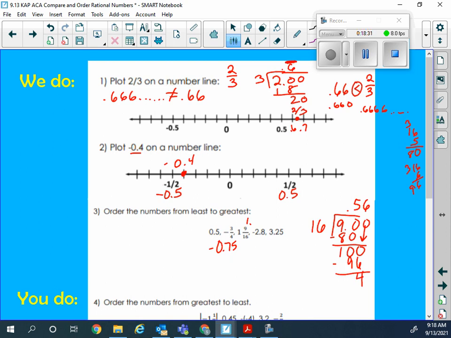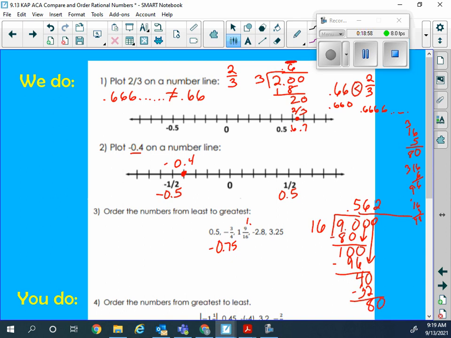Which is 4. Bring down another 0. I know that's 16. What would that be? How close can I get to 40? 3 times 6. Okay. I get 48. So it's going to be 2, which I knew because I know that 2 times 16 is 32. That's the only 16 I know.